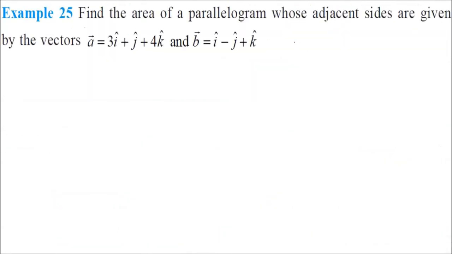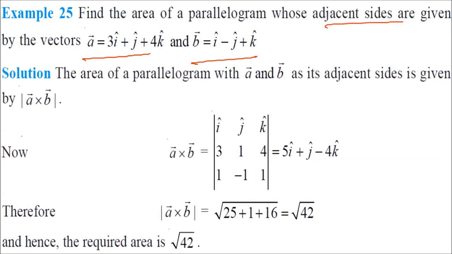Find the area of a parallelogram. We know that it is just base into height, whose adjacent sides are given. So this cross this is your value. Just take the components, place them in this formula, or determinant, i, j, k, 3, 1, 4 and 1, minus 1, 1. So just take the magnitude, 5 square plus 1 square plus minus 4 whole square, under root 40.